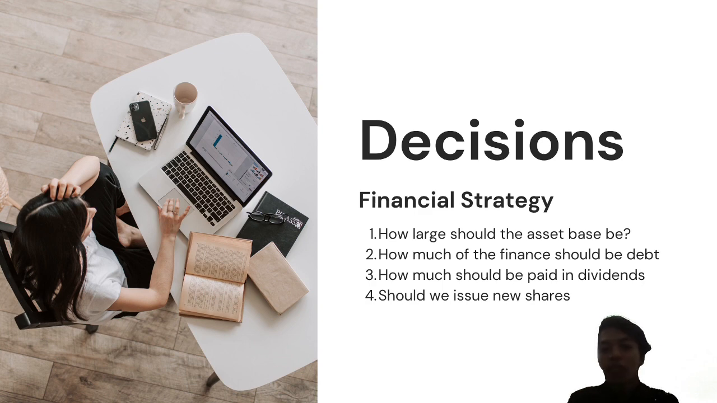Dividend payments are made to shareholders out of the company's profit, and they can affect the value of the company in several ways. The first one is that dividends can affect the value of the company by affecting its retention ratio. The second one is that dividends can also affect the value of the company by affecting its cost of capital. And the last one is how to issue new shares.